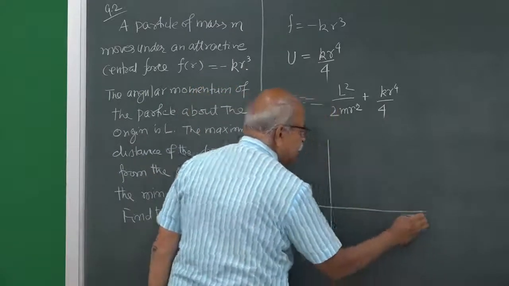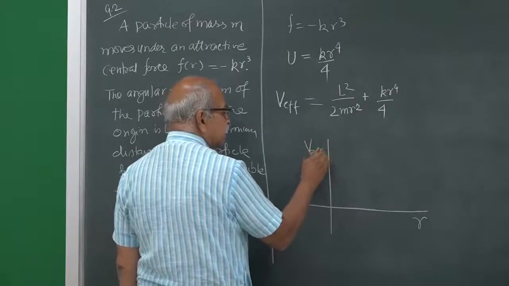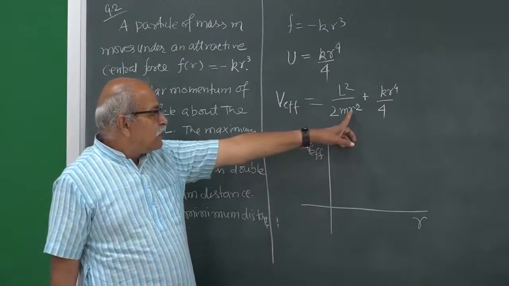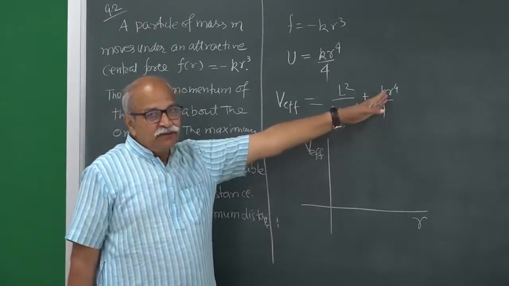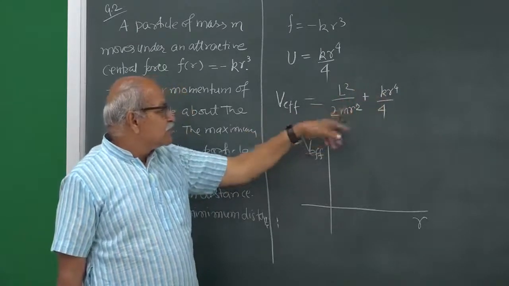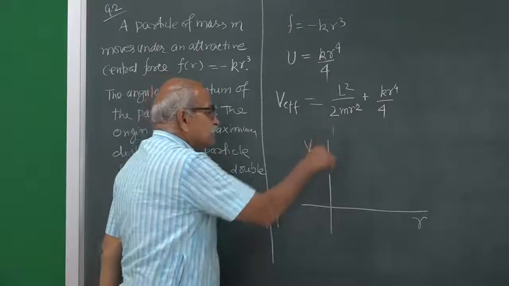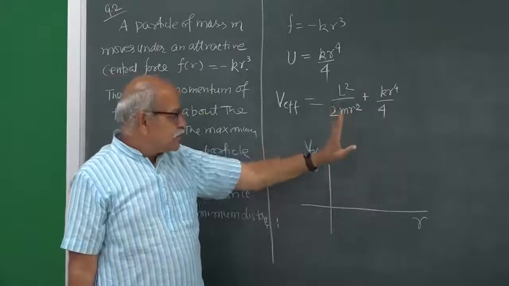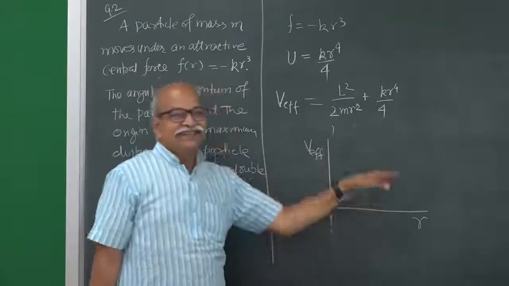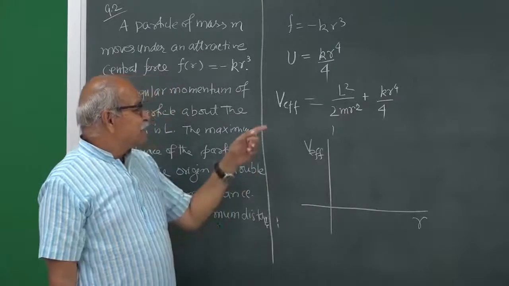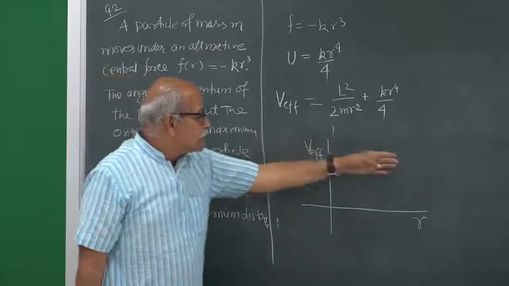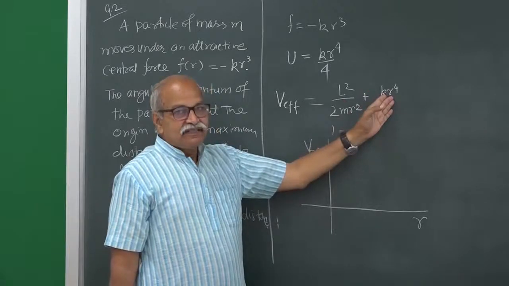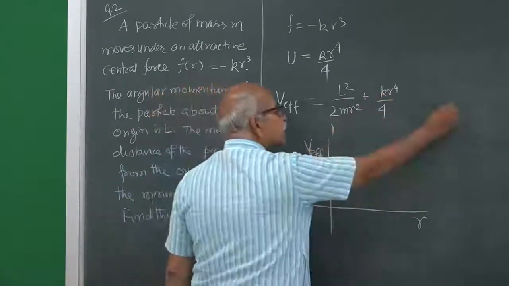If this is r and this is V effective, and if I draw this, if you take very small values of r, this term is negligible, and this is going to infinity, so it comes from infinity. All the time it is positive, r square here, r 4 here. I do not have to find the point where it crosses the r axis. And of course, I can look at large r values. For large r values, this will be 0, but this will go to infinity. So, it starts from infinity and it goes up to infinity.